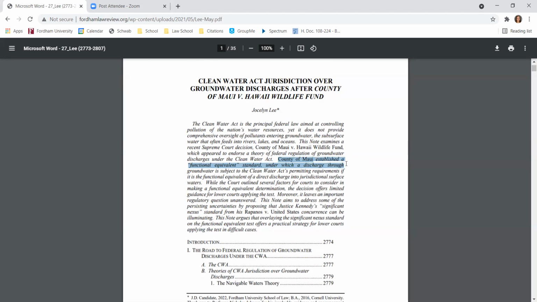And then we want to provide some background information about the major topics in the note. So the Clean Water Act, we have County of Maui, we have the functional equivalent standard, and then we have the Justice Kennedy significant nexus standard. The abstract here addresses the key components to this author's argument. The abstract ends with just stating what the argument of the note is. "This note argues" is a really great phrase to use in your abstract because it's clear to the reader what the ultimate conclusion or the argument of the note is, which is key to a law review note.